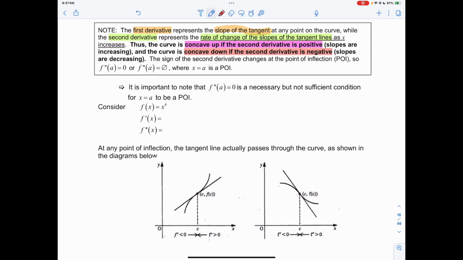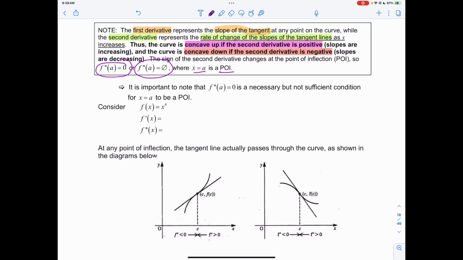So when f double prime of a is equal to 0, or f double prime of a does not exist, where a is a point of inflection. It is important to note that f double prime of a being 0 is necessary, but not enough to prove that it is a point of inflection.